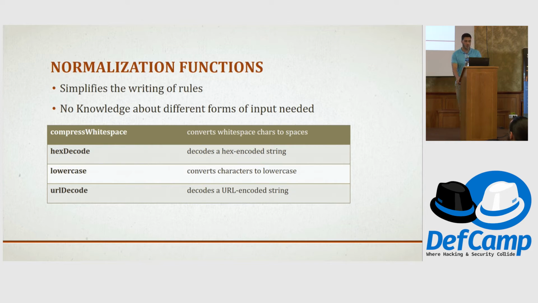For instance, we have the compress whitespace function, which converts whitespace characters like a horizontal tab or a vertical tab to normal spaces. Then we have the hex decode function, which also is clear. It decodes a hex encoded string. We have the lowercase function, which converts uppercase characters to lowercase characters. And finally, the last example is the URL decode function, which decodes a URL encoded string.